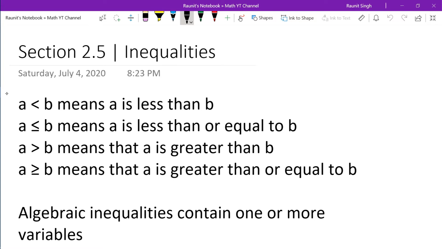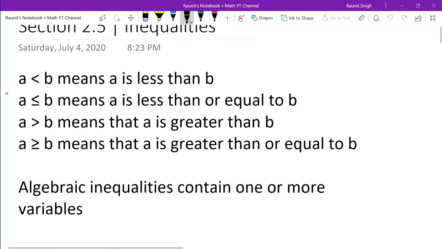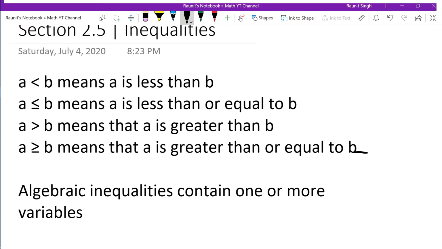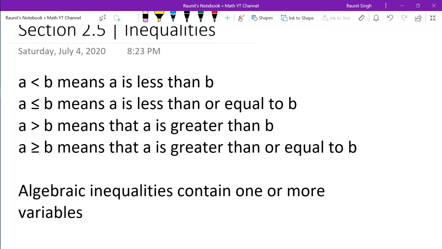So we have a couple of theorems and properties. The first one is actually not a property, it's just a definition. These four are all definitions. The first definition is if A is less than B, it means A is less than B. The next one is if A is less than or equal to B, it means that A is less than or equal to B.